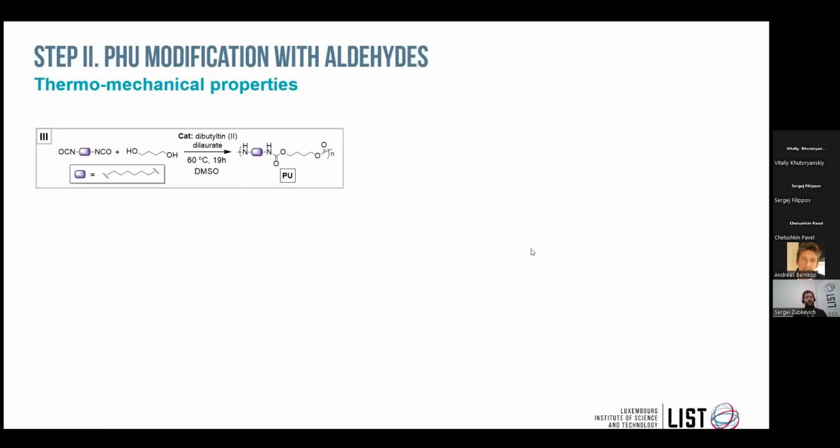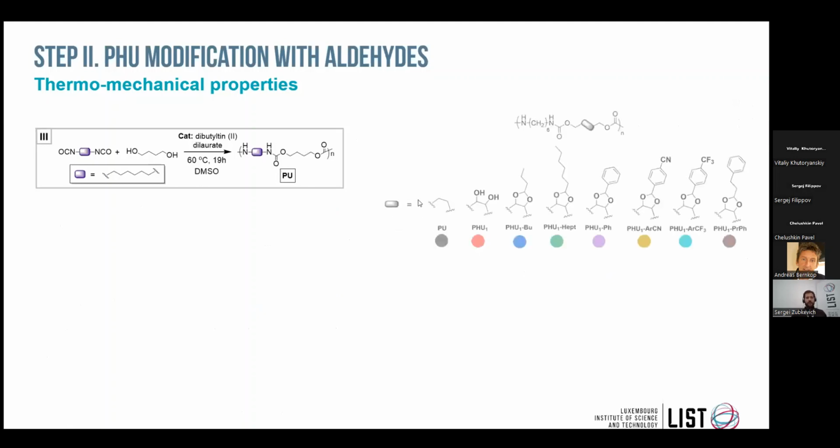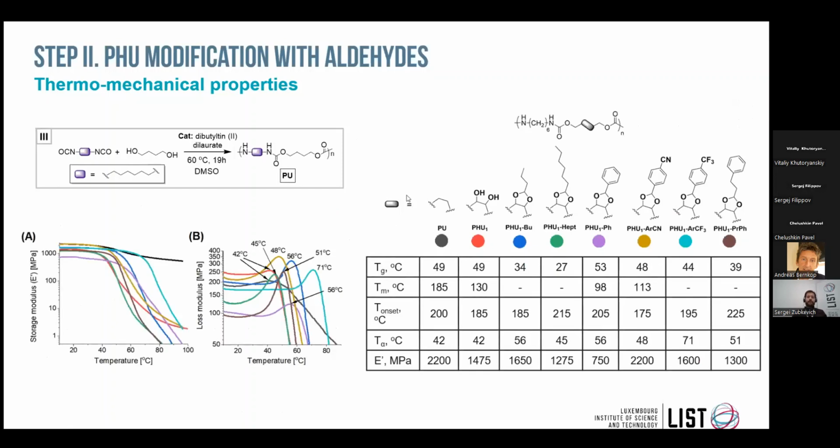Then, to have a nice comparison with the modified polyhydroxyurethanes that we were studying, we synthesized a conventional polyurethane that has exactly the same structure except for the absence of OH groups in the polymer chain. And then we were comparing the thermomechanical properties of the studied polymers.